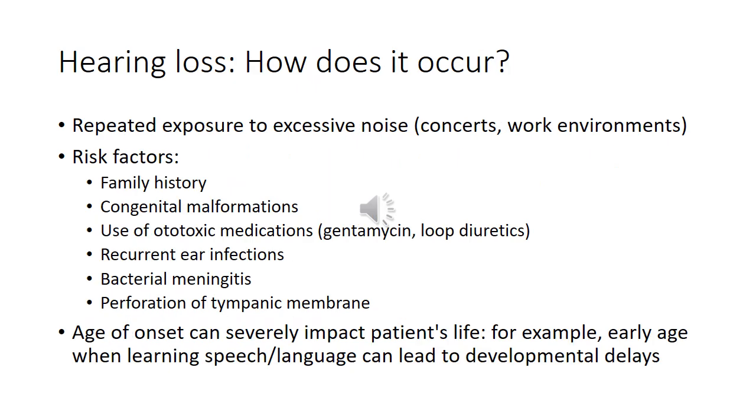So how does hearing loss occur? Repeated exposure to excessive noise, such as concerts and even work environments. Risk factors for hearing loss can be family history, congenital malformations, use of ototoxic medications such as gentamicin and loop diuretics, recurrent ear infections, bacterial meningitis, and perforation of the tympanic membrane. Age of onset can severely impact a patient's life. For example, early age when learning speech and language can lead to developmental delays.